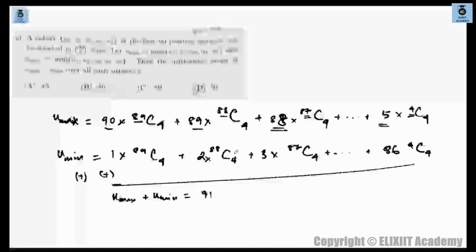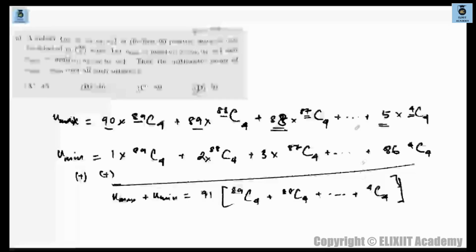91 times of 89C4. Similarly, from here you'll be getting 91, and so on. All the terms will be having 91. So 89C4. Now the question is easy. 89C4 plus 88C4 and so on till 4C4. So we have to just solve this binomial series, which is easy to solve if you know how to solve this binomial series.